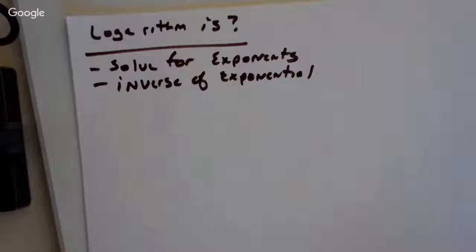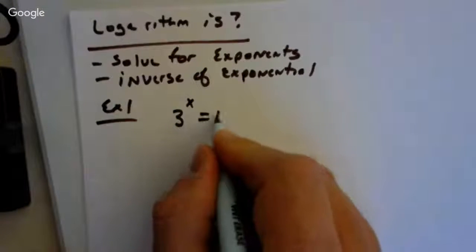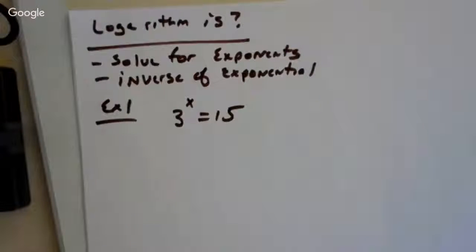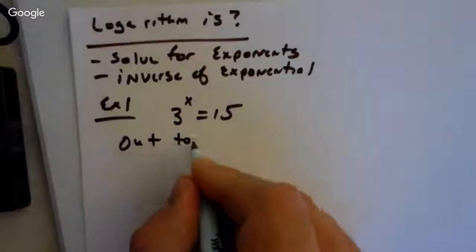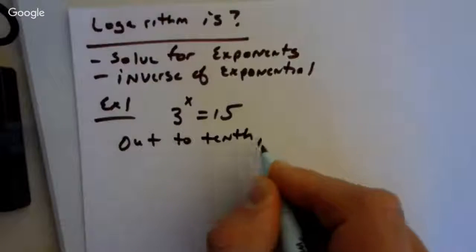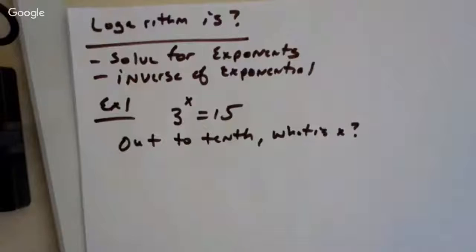Let's take a look at an example here real quick. 3 to the x power is equal to 15. Here's what I'd like you to do. Out to the tenth power, what is x? I'll give you 2 minutes for this one.